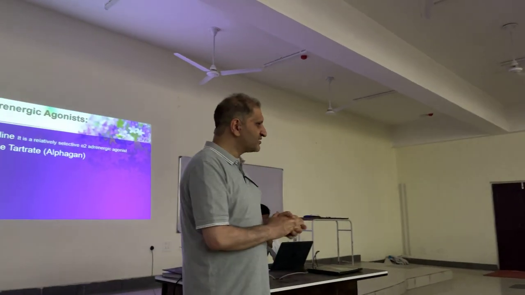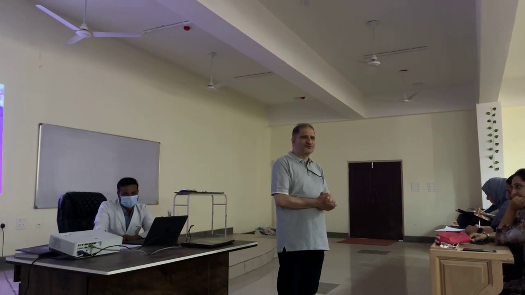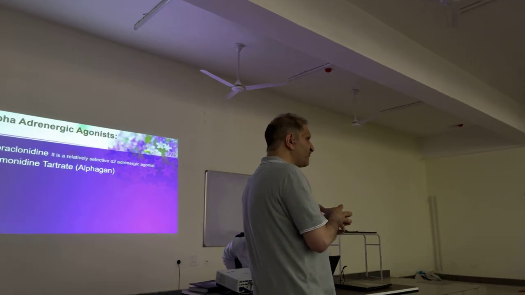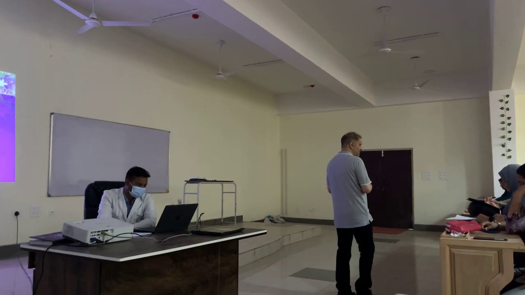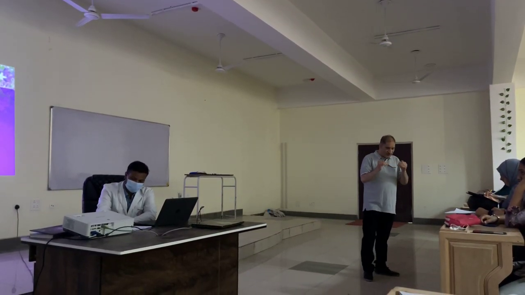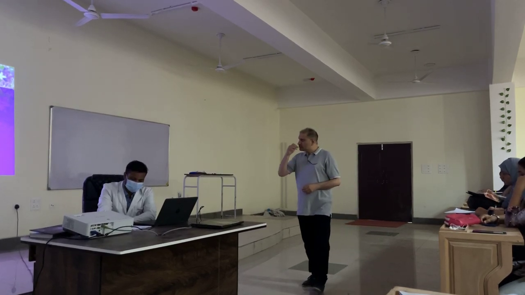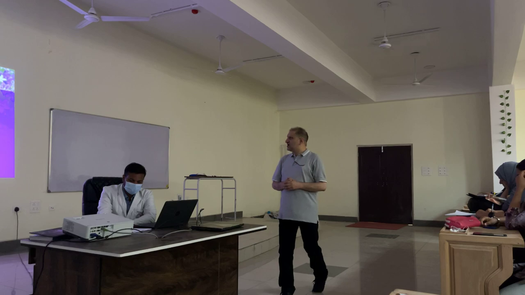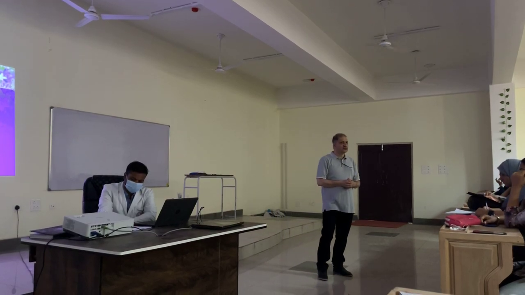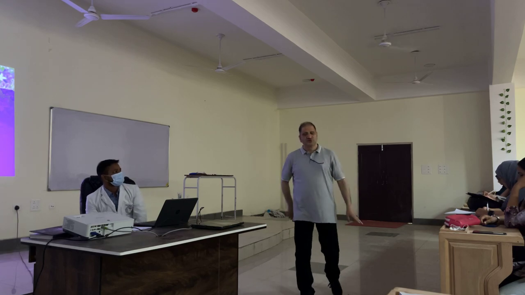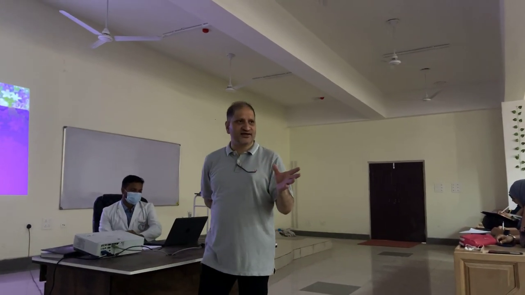Side effects are low. The other class of drugs is alpha agonists. I will give them a bronze medal, because they are only add-on therapy. They are not first line drugs. They are used in acute situations where you need to lower pressure acutely. We have two drugs: one is apraclonidine, the other is brimonidine. They are alpha 2 agonists. The mechanism of action is that they decrease aqueous production.